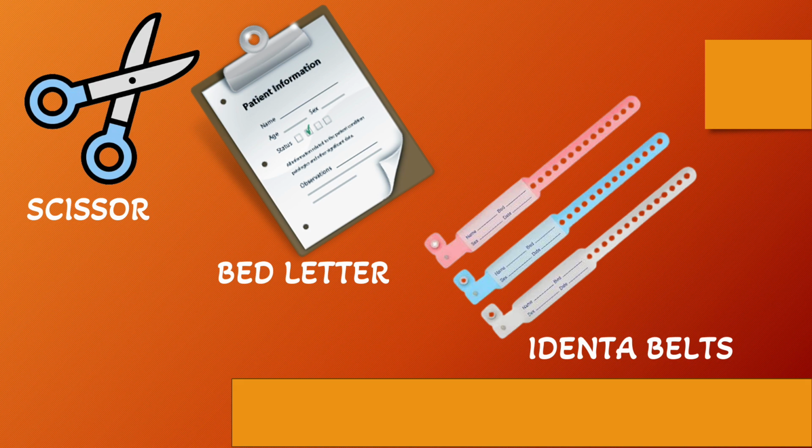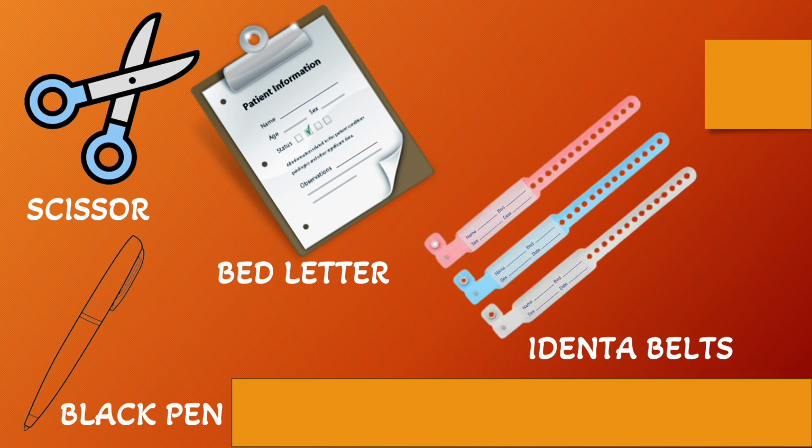We also need a yellow identification belt, which is used to indicate any chronic condition that the patient is having, also including the allergies. We also need the pink identification belt, which is used to indicate the patients that are going to have an operation or a surgical procedure. You must not forget the most important thing, which is a black pen that you are going to use to write.